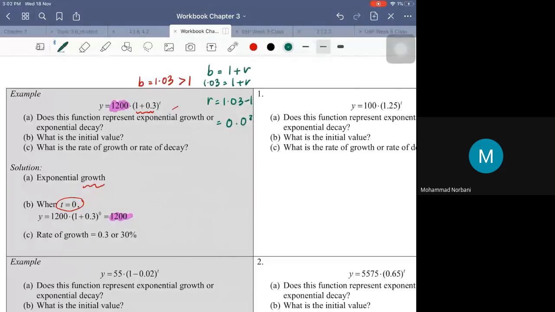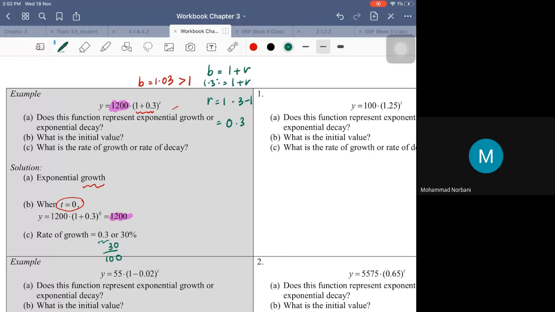No, this is 0.3, not 0.03. Let me fix this first. So 1.3, this is 1.3, and this is going to be 0.3. So for this case, dia punya rate growth adalah 0.3. And 0.3, you boleh tukar dia dalam bentuk percentage. So dia adalah 30%. So that is going to be 30%.